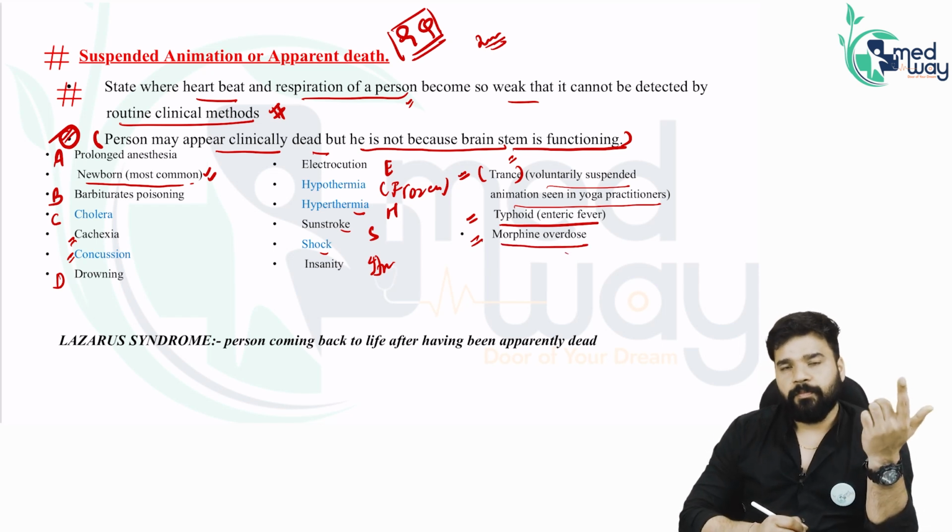So A for anesthesia. In prolonged anesthesia, you will see suspended animation. Then B for barbiturate. In barbiturate, you will see suspended animation. C for cholera, cachexia, and concussion. You will see suspended animation.